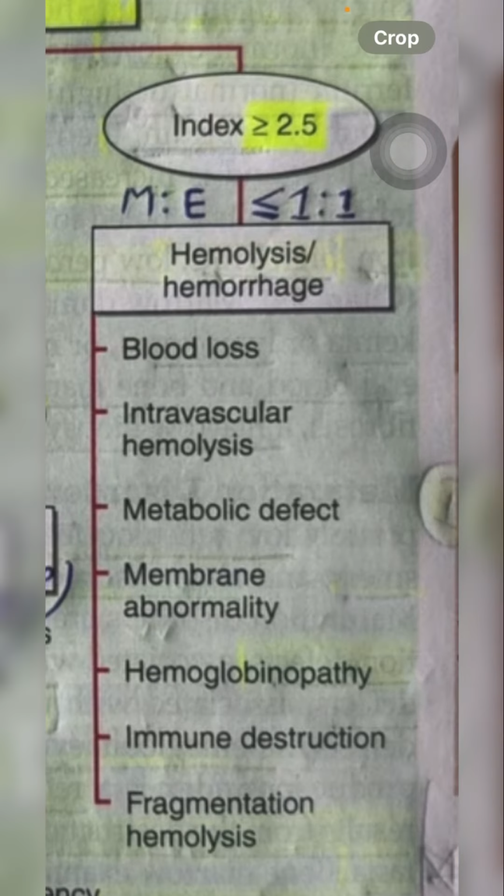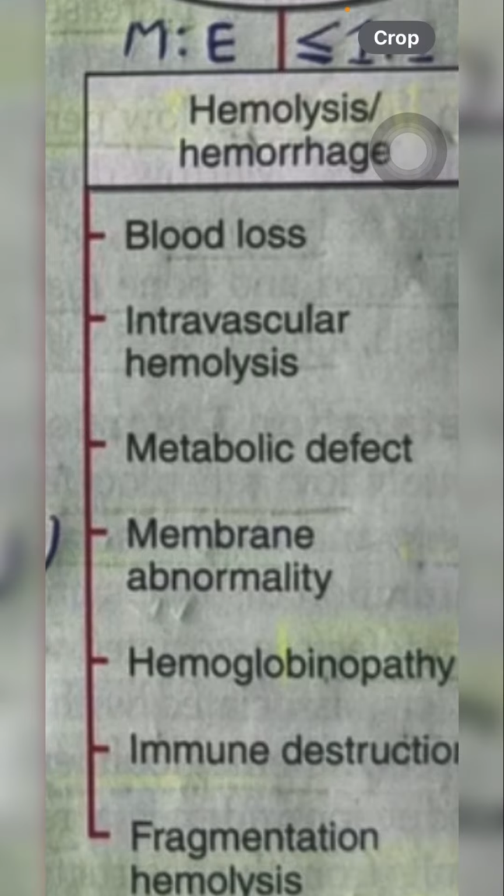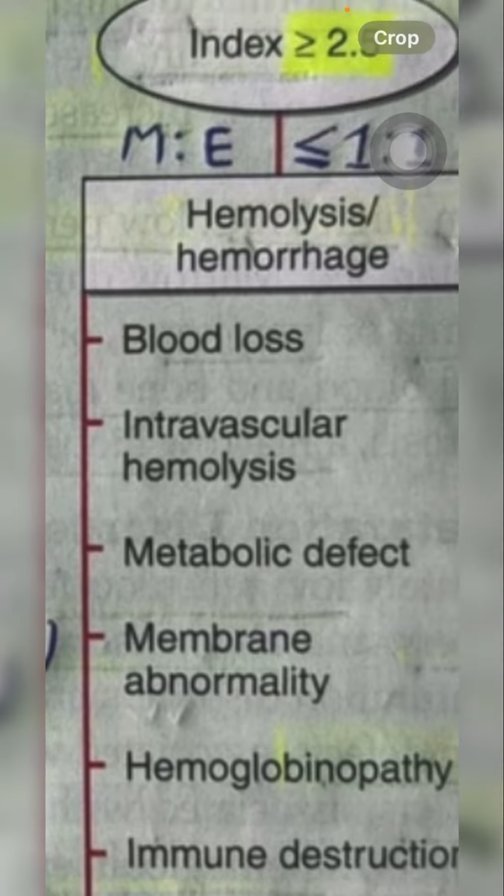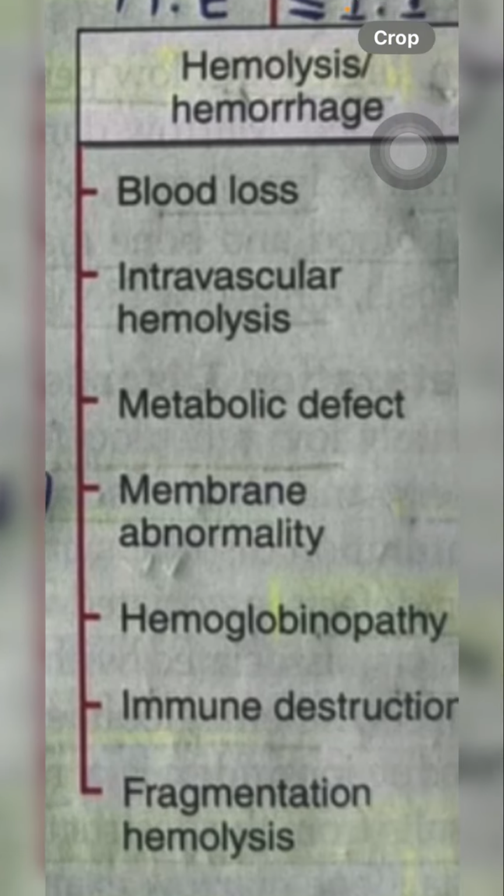Talking about the retic index more than 2.5, the precursors of RBCs are more because bone marrow is rapidly proliferating, and that occurs because of acute blood loss. So acute blood loss in the form of hemorrhage can result in anemia. Intravascular hemolysis can also result in this type of anemia, wherein retic index is increased.